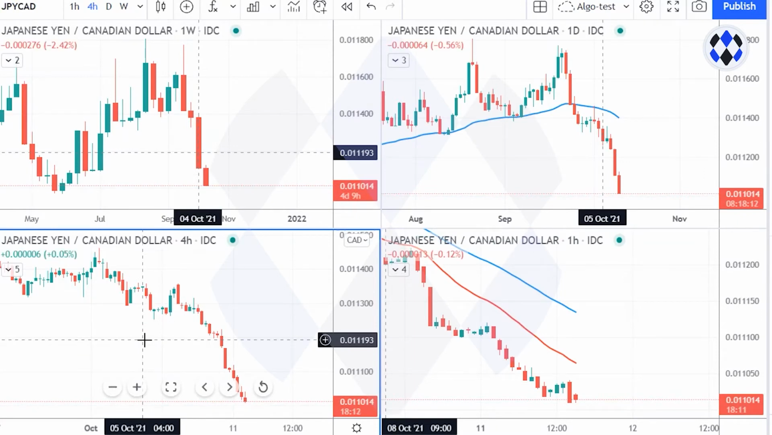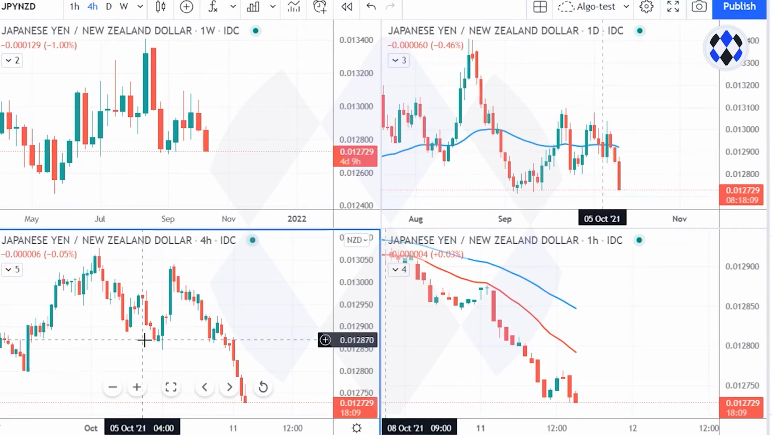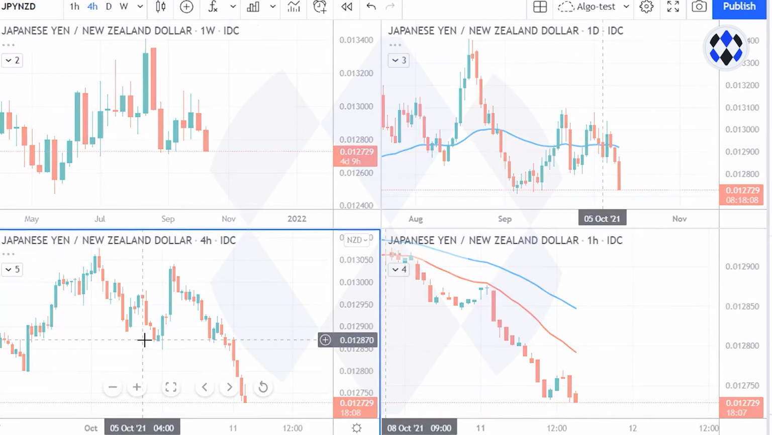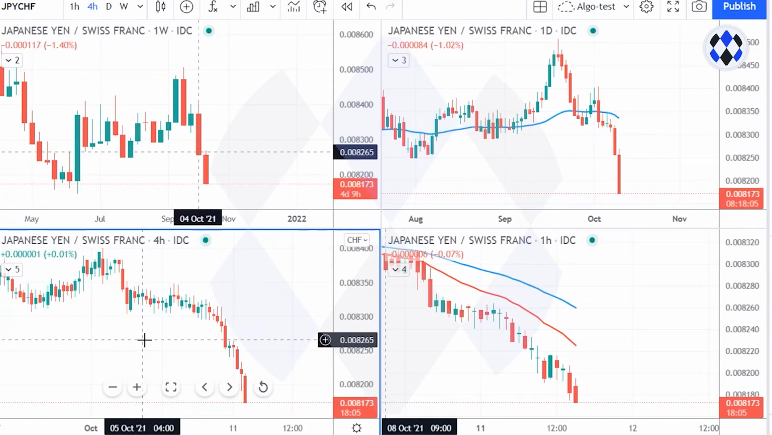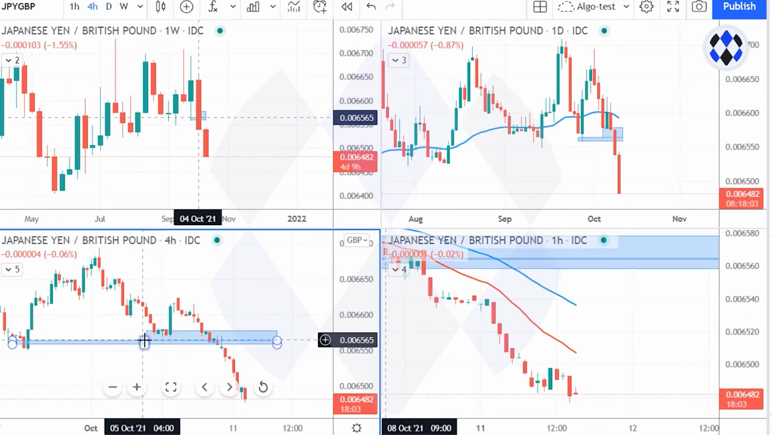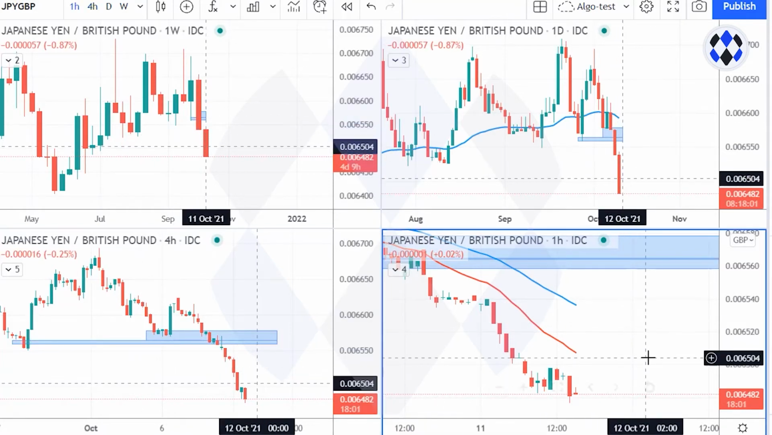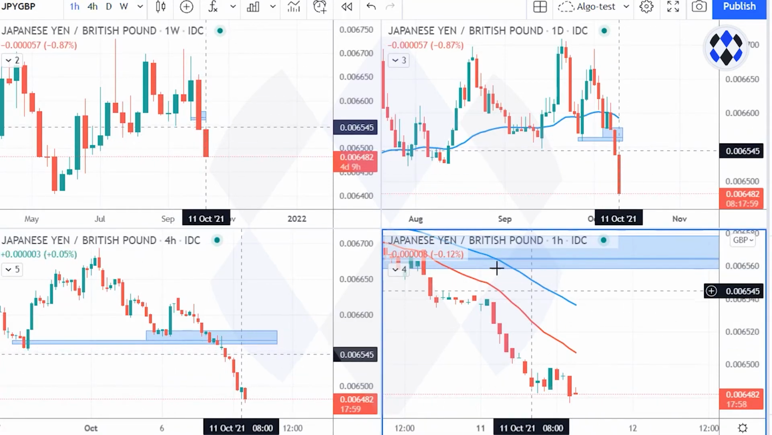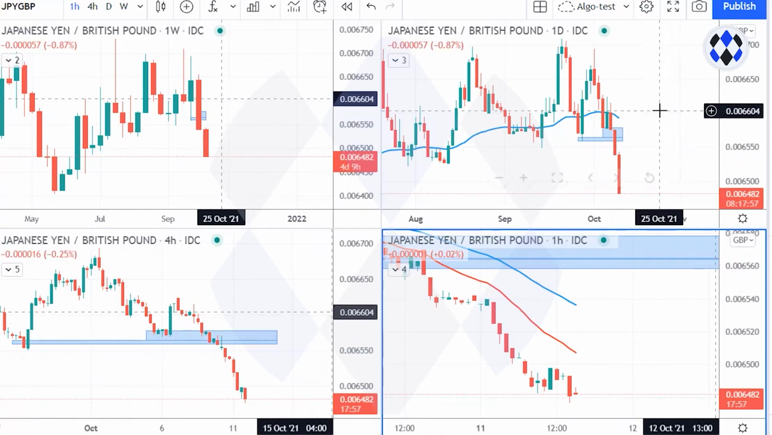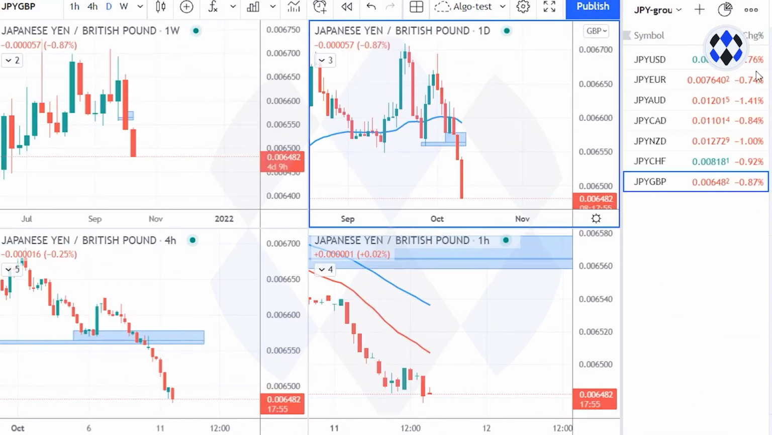We have the yen Canadian dollar, same picture, the yen towards the New Zealand dollar. So as you can see, the yen is just tumbling. It is quite amazing to see. So to be honest, right now I don't have any completely clear trades setting up in the yen.